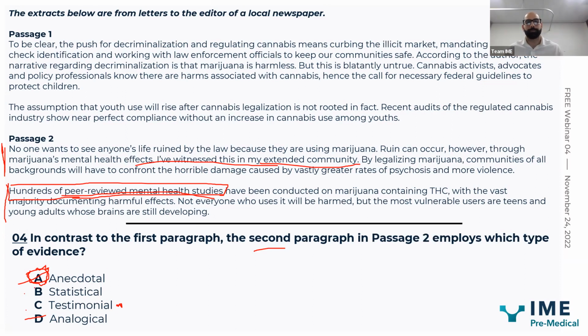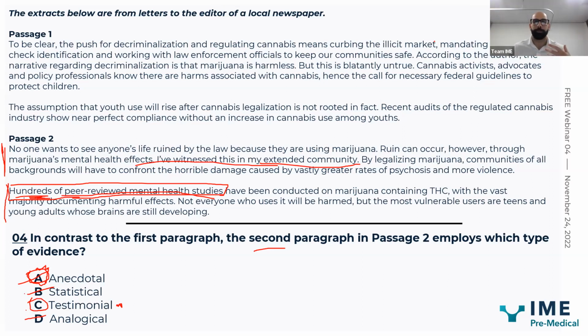Same thing here. The peer-reviewed studies are the powerful source of information it's giving you. So technically speaking, passage 2, paragraph 2 is using testimonial evidence, not statistical, because this is what throws people off. Hundreds of peer-reviewed mental health studies is just telling you that we've got this many studies.